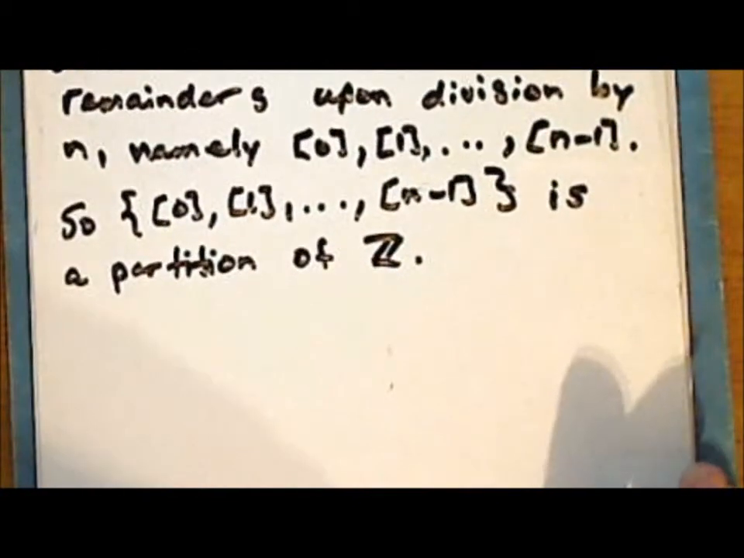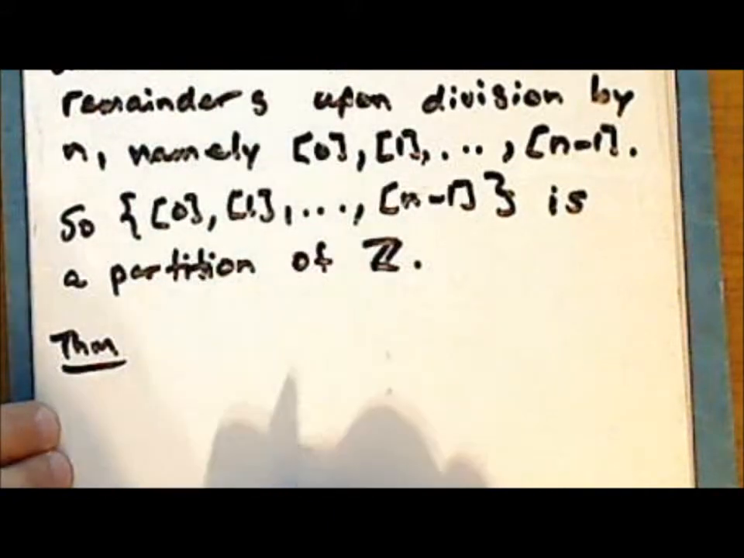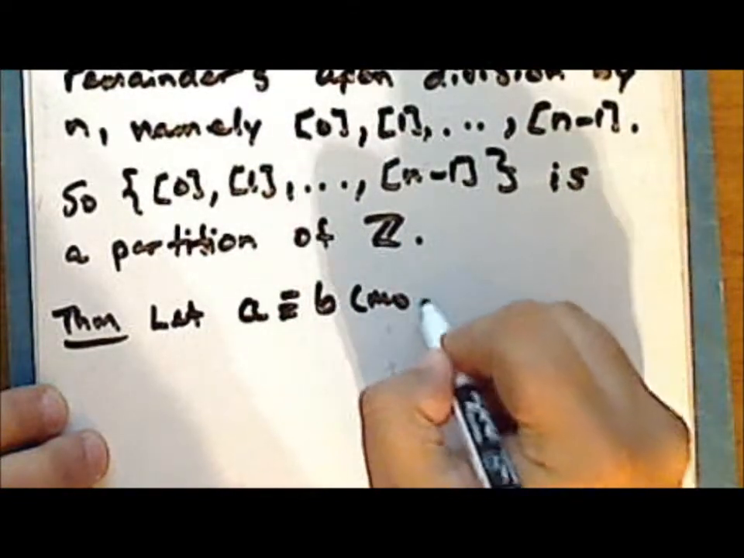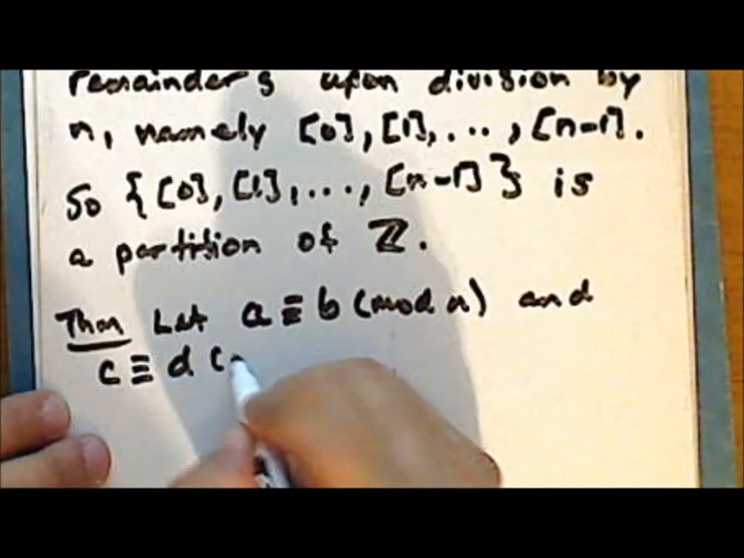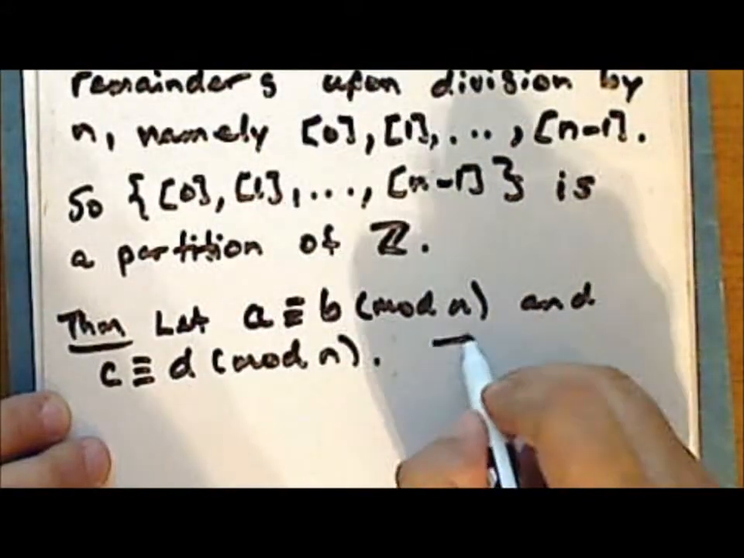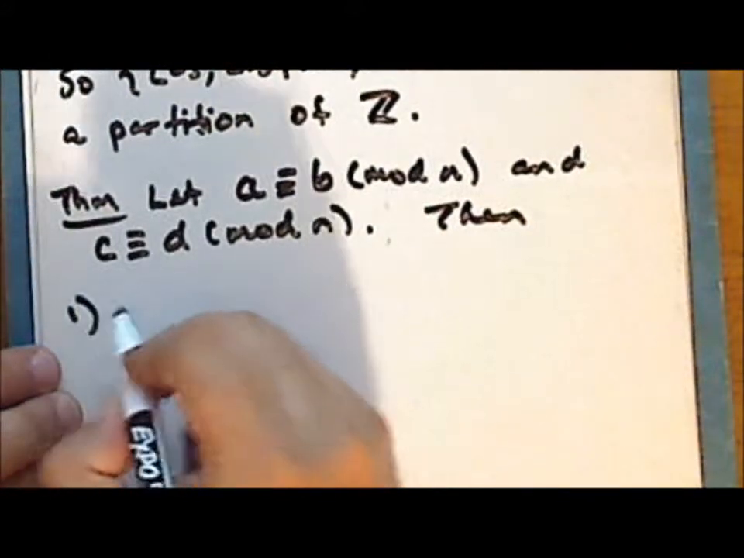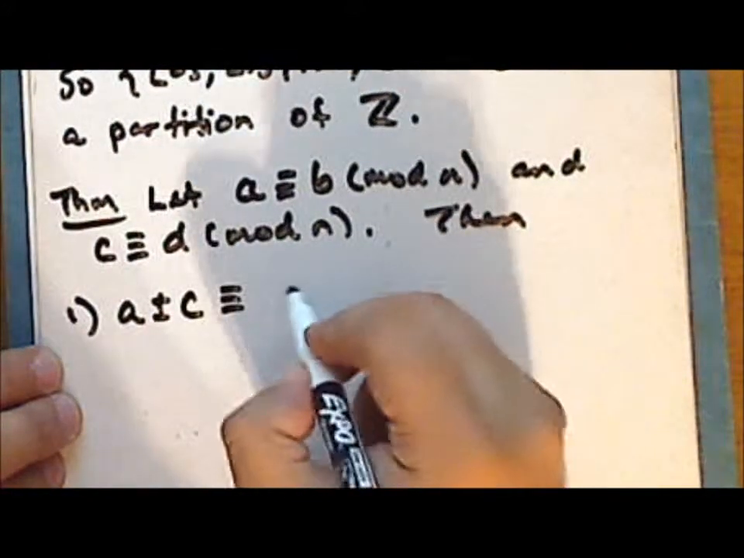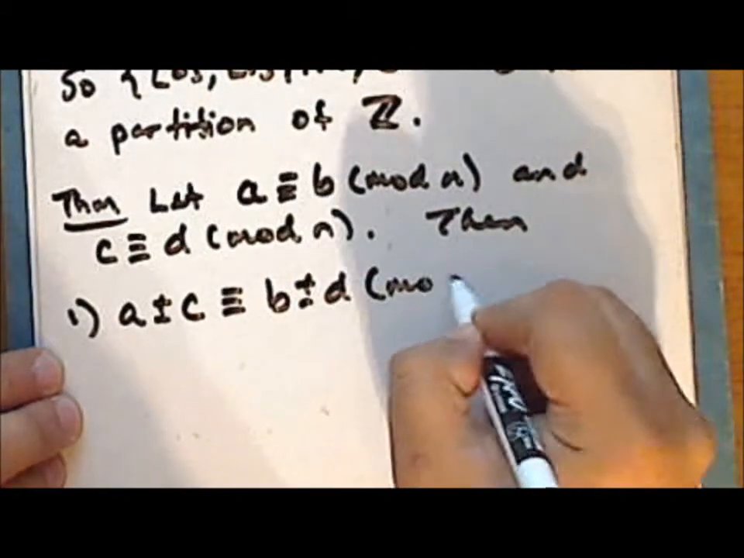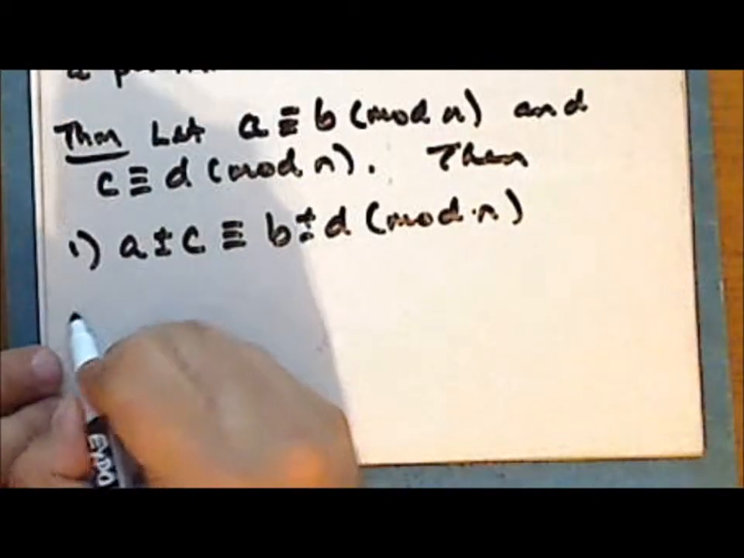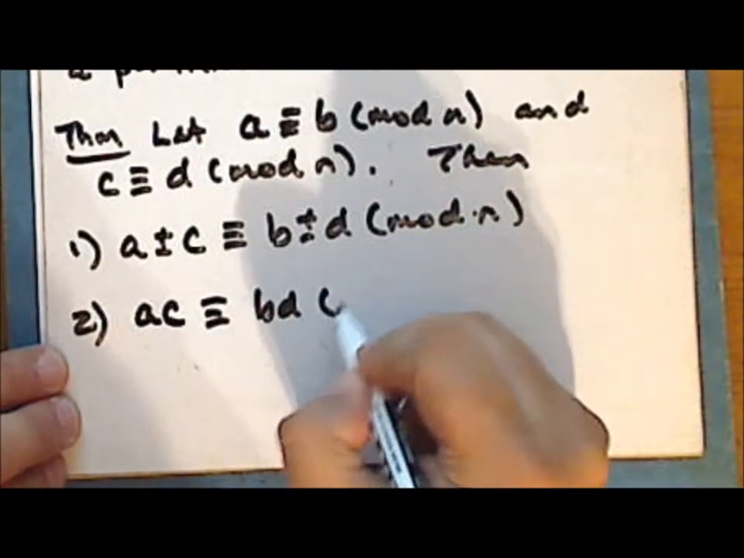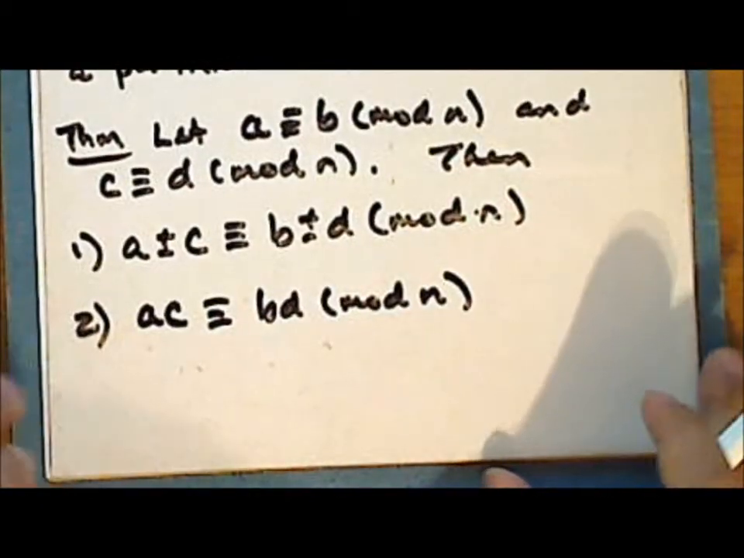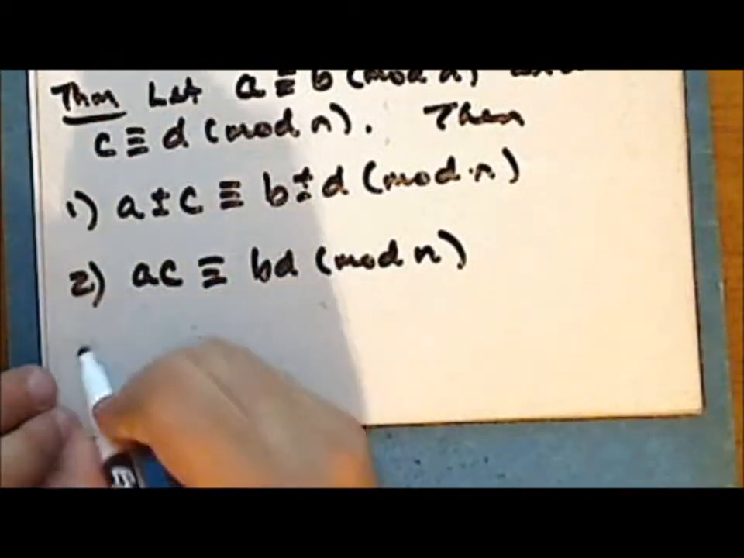Okay, so next we'll prove a theorem. Let a be congruent to b mod n, and let c be congruent to d mod n. Then one, a plus or minus c is congruent to b plus or minus d mod n. And two, the product of a and c is congruent to the product of b and d mod n. Okay, so we'll prove this theorem.